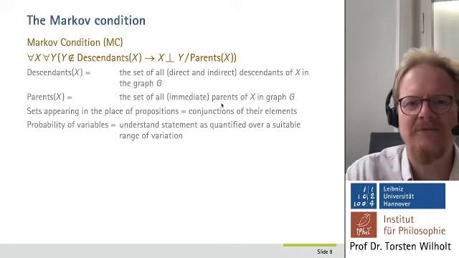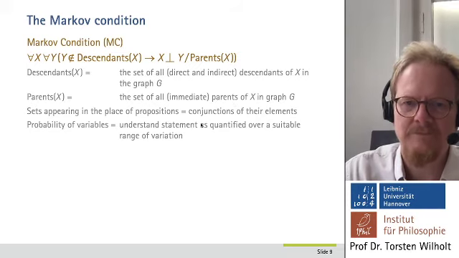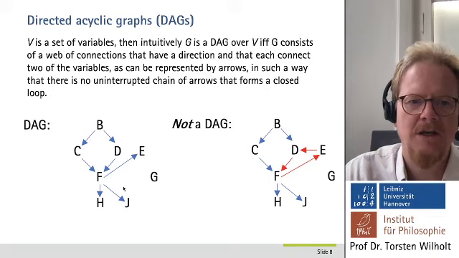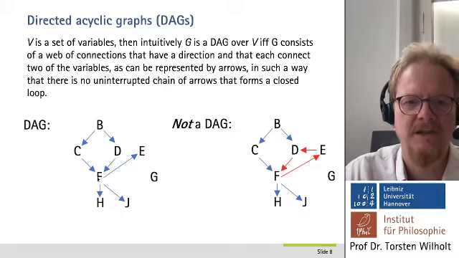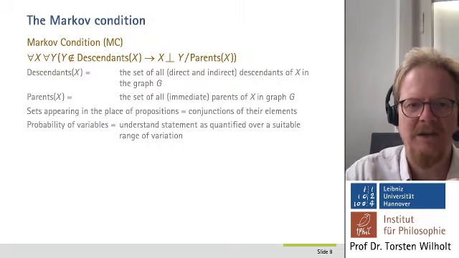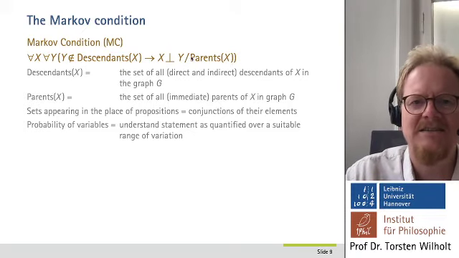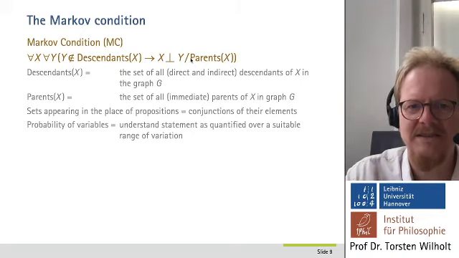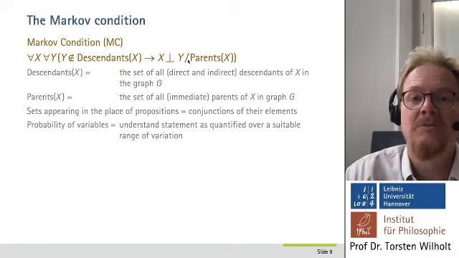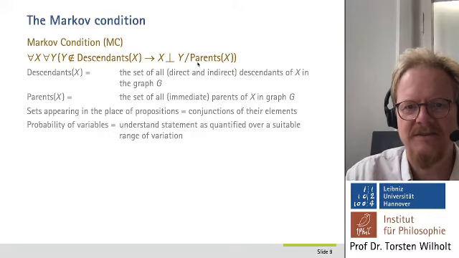Parents, on the other hand, is a set of parents, and that means just the immediate parents. So, for example, the set consisting just of C and D is the set of parents of F. B is not a parent of F because only the immediate parents count. So you also see that this is a term that indicates a set, but it appears here in a position where we would expect a proposition. And what we mean is the conjunction of the elements of this set.